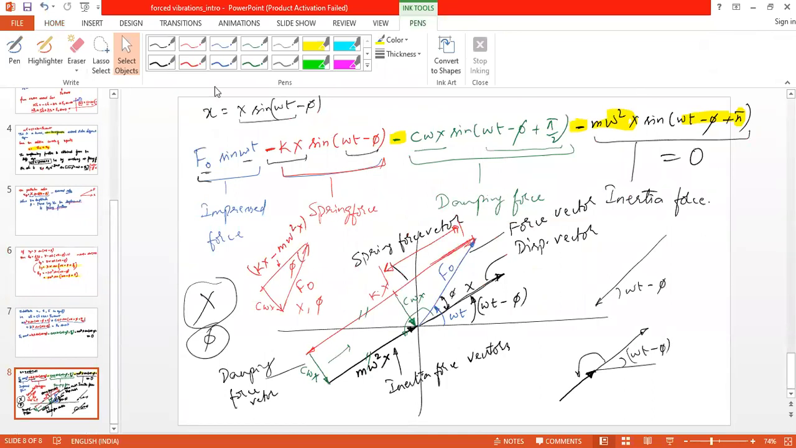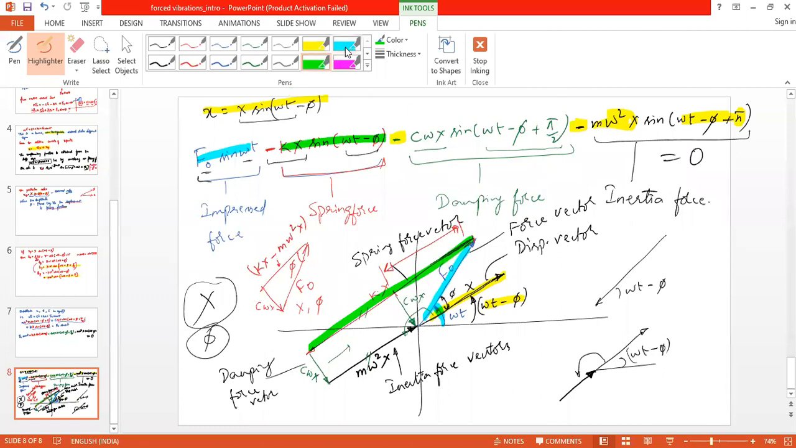Here, please listen carefully. x is equal to x sin omega t, so this is the vector x sin omega t with an angle of omega t minus phi. Okay, and then F naught sin omega t. Here this is F naught, and omega t is the angle. Okay, and then kx sin omega t minus phi. So kx is here, and omega t minus phi is the angle.